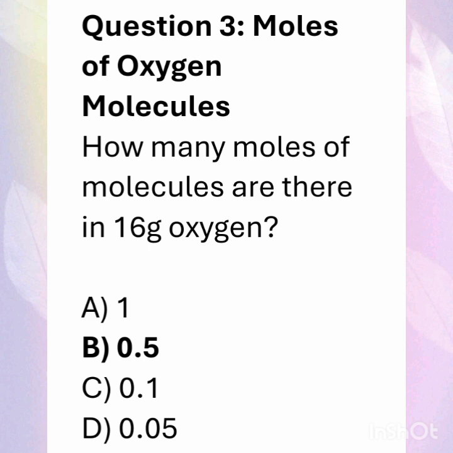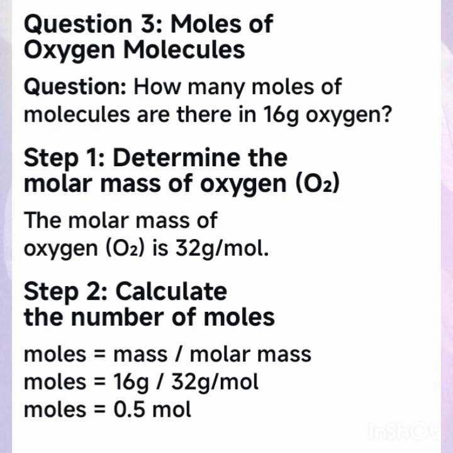Question number 3, moles of oxygen molecules. How many moles of oxygen molecules are there in 16 gram of oxygen? Now let's see how can we solve this numerical. Now first of all, step 1 is you have to find the molar mass of oxygen, which is 32 gram per mole, because atomic mass of oxygen is 16.